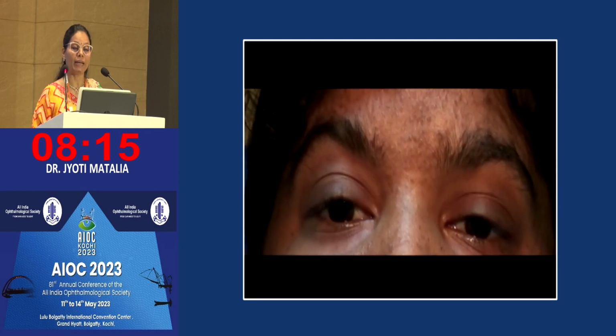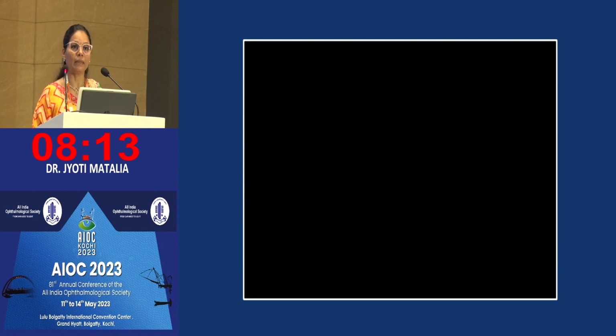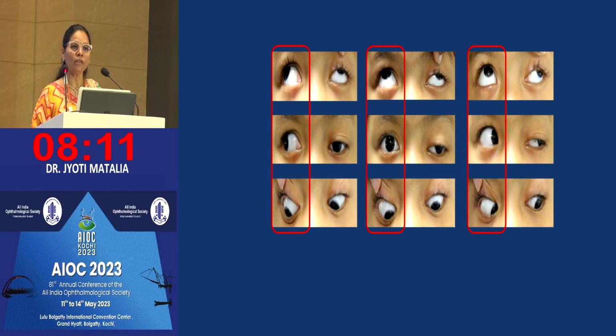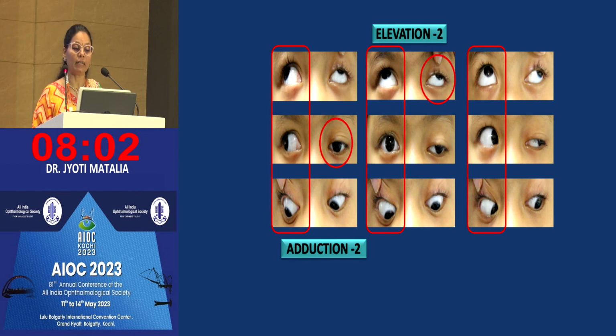So as mentioned, you can actually pick up myasthenia just by looking at the patient carefully. Then you have an ocular motility which is not explained. As you can see, the right eye is perfectly okay, but there's an adduction limitation in the left eye and an elevation limitation in the left eye too, which is not clearly explained.